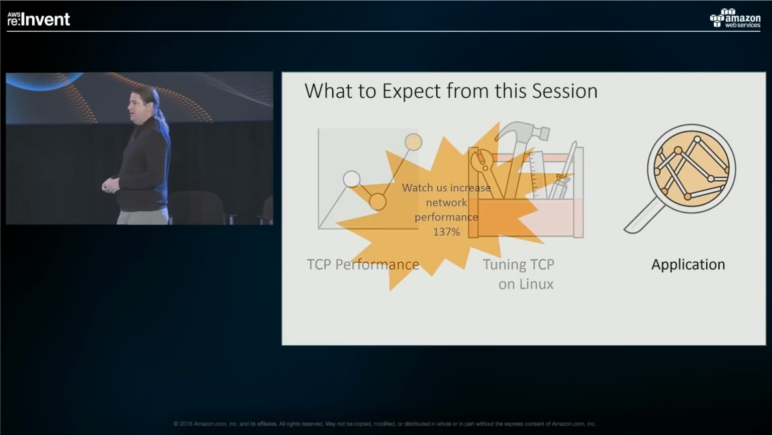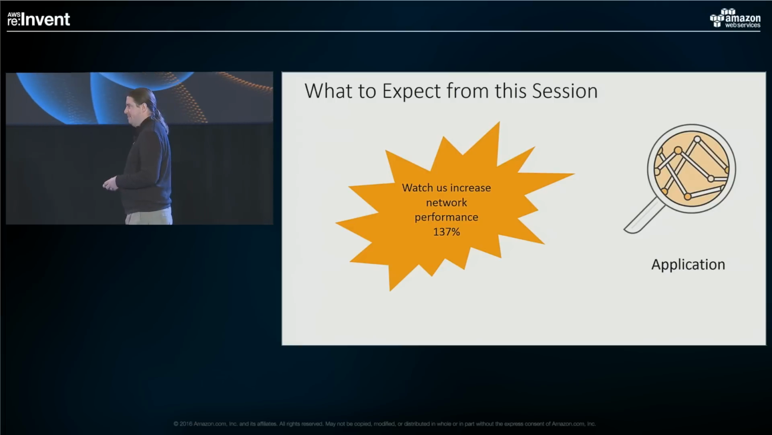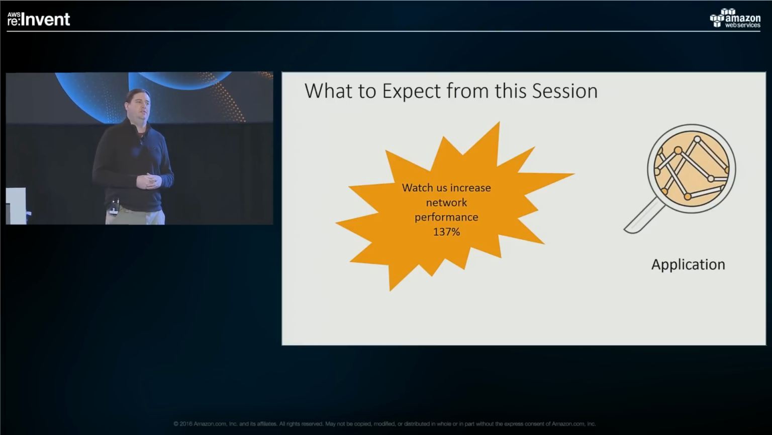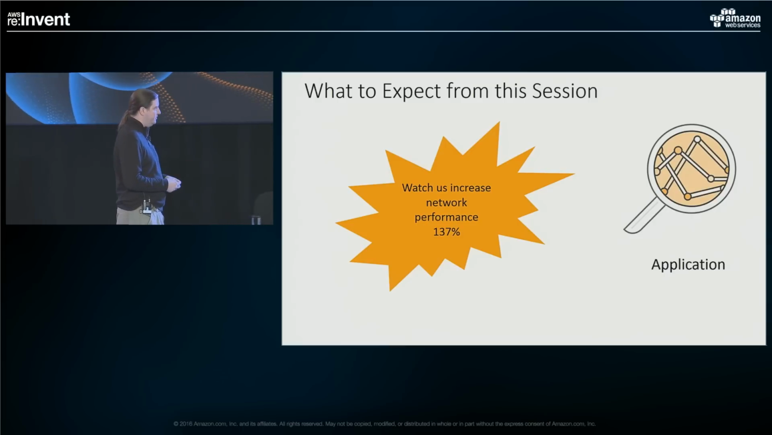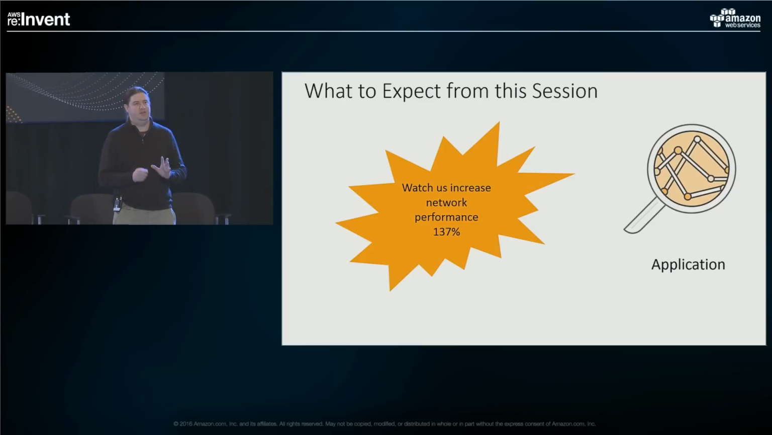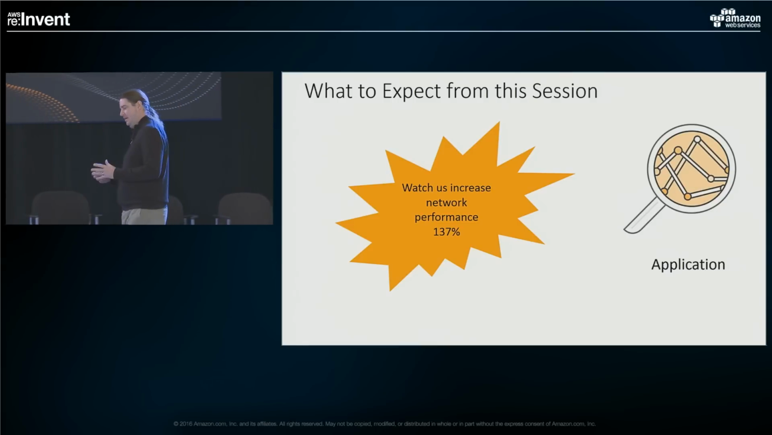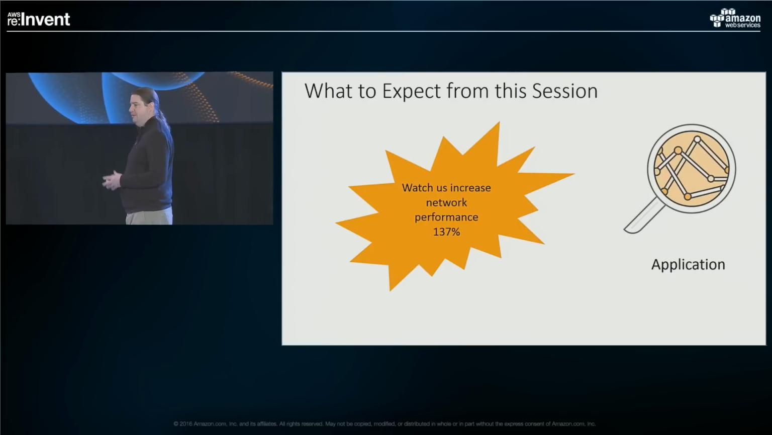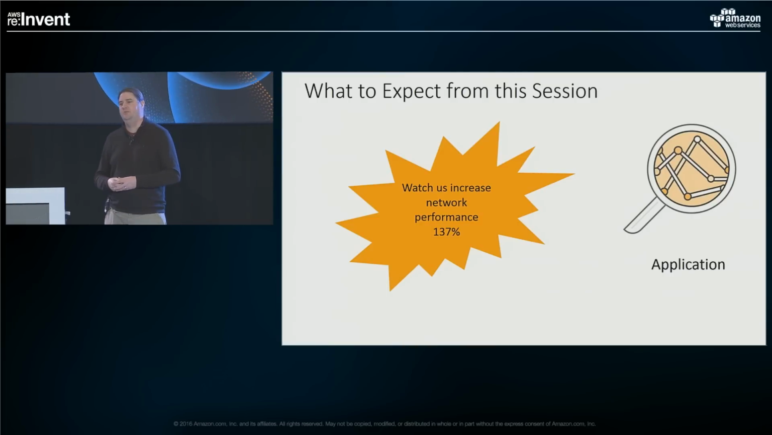So as a little bit of a spoiler, and to keep you in your seats because I know it's Friday, one of the applications I'm going to be showing at the end is actually going to increase its performance by 137%. And this is a change I'm going to be making without touching the application itself. So I'm not going to be touching the code. I'm not going to be changing the application in any way. I'm just going to be manipulating the Linux system I'm going to be running it on and just playing with some of the TCP tuning parameters there.